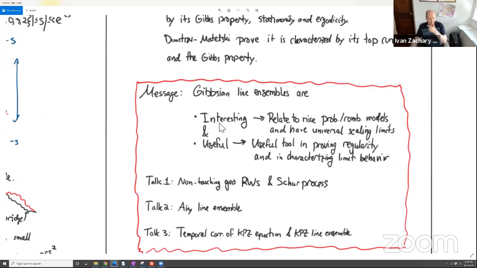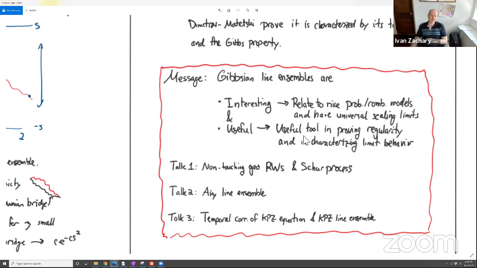Okay, so our message was that Gibbsian line ensembles are interesting and they're useful. I tried to explain this in the sense of non-touching random walks, Schur processes, the Airy line ensemble, and then I gave you the KPZ line ensemble and the application of it.